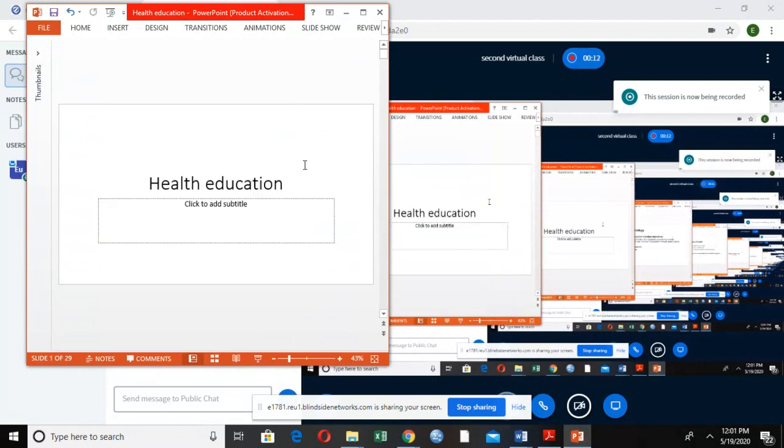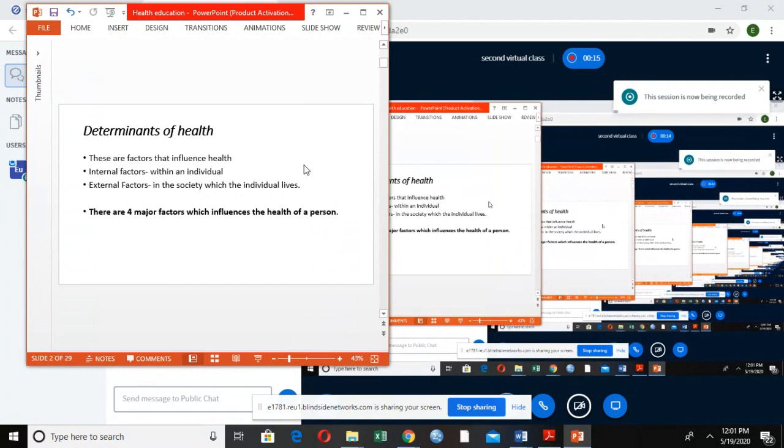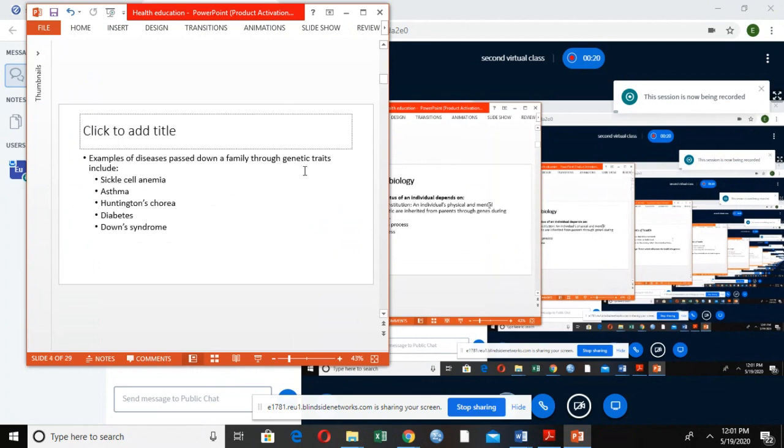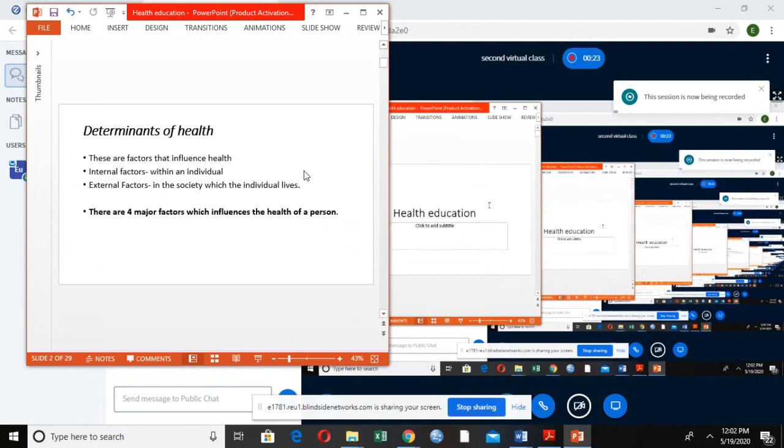And to start with, I want us to first deal with some terms, then we'll go deeper into what is health education. So we have various determinants of health, and these are factors that influence health. We have internal factors and external factors. So the health status of a person is determined by two factors: internal factors that are within the individual, and external factors that are outside the individual, that surround the individual, that is in the society with which the individual lives.